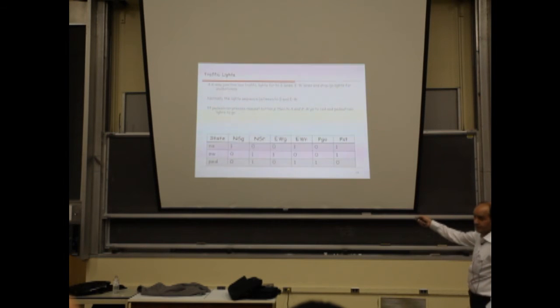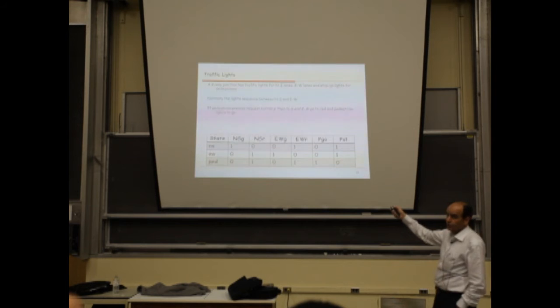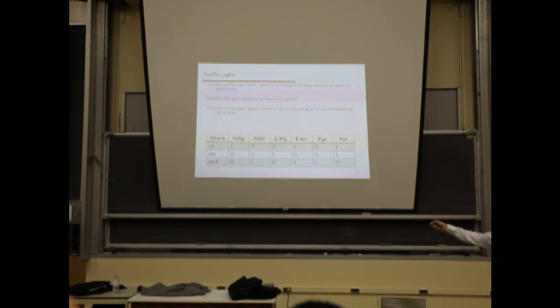So normally, this is the statement: normally the lights sequence between north-south and east-west. If a pedestrian presses a request button, P, then the north-south and east-west will go red, and the lights will go green for the person, so then he or she can cross the street. So what are the possible states?